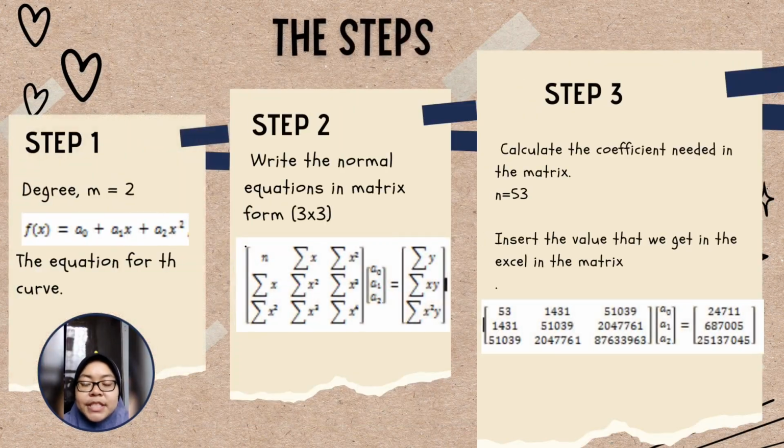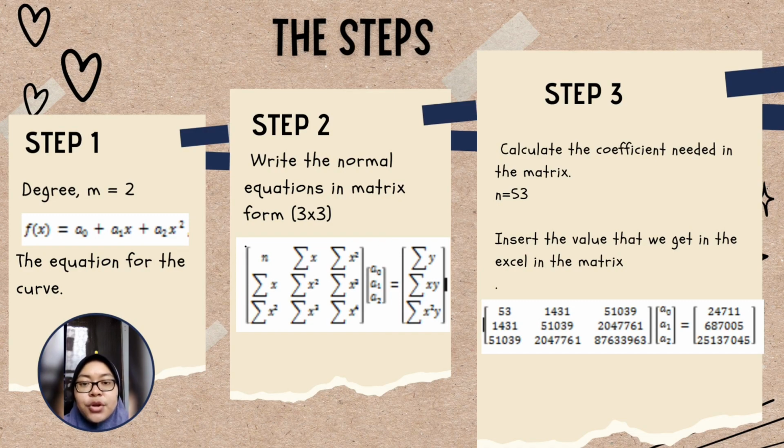The steps of the function: step 1, degree m equals 2. The general equation for this function is f(x) equals a0 plus a1x plus a2x squared. This is the equation for the curve.